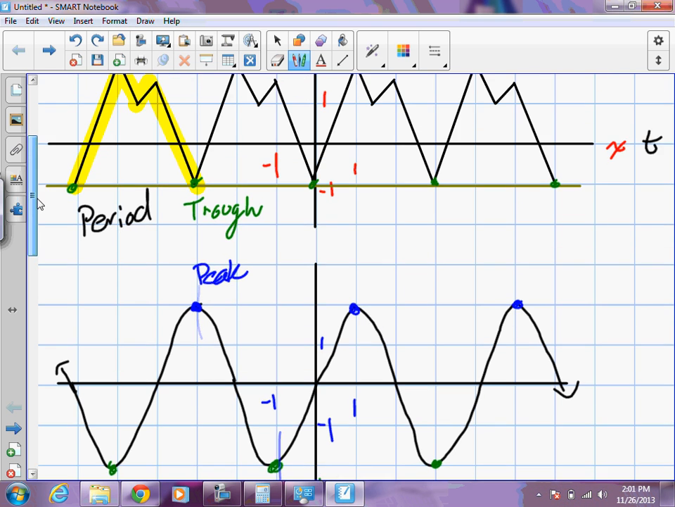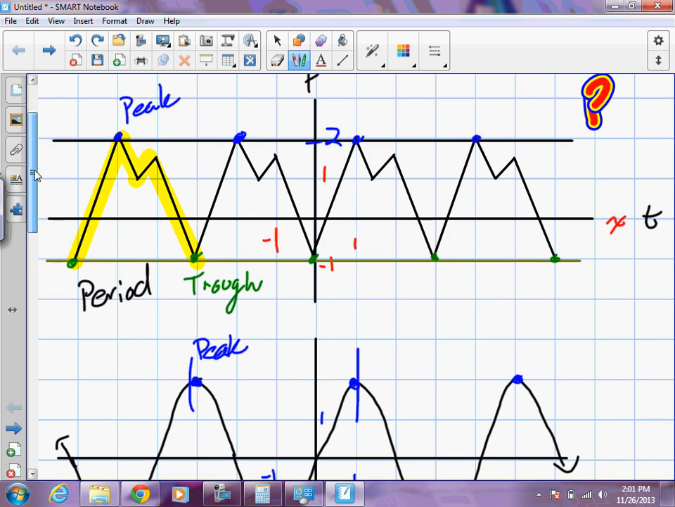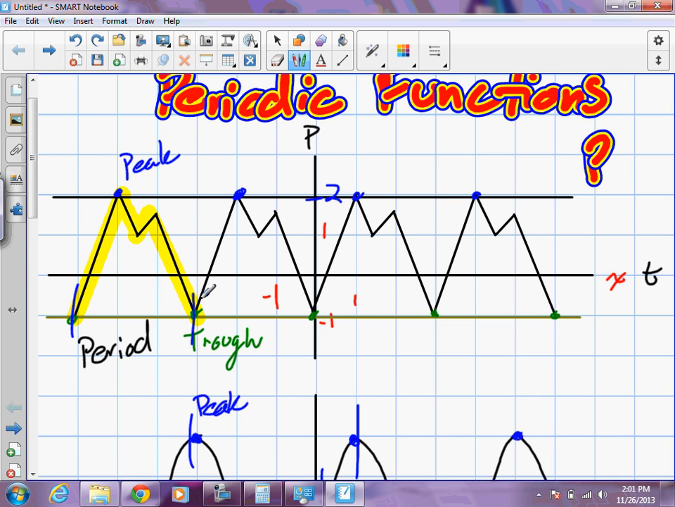Yeah, one way to measure, you could go trough to trough or peak to peak, because this one works that way. Now, in this one here, it was the same idea, right? From trough to trough or from peak to peak will let us know the period. No matter what we did, if we went peak to peak, that was 1, 2, 3 units. If we went trough to trough, that was 1, 2, 3 units. Our period was 3 units.